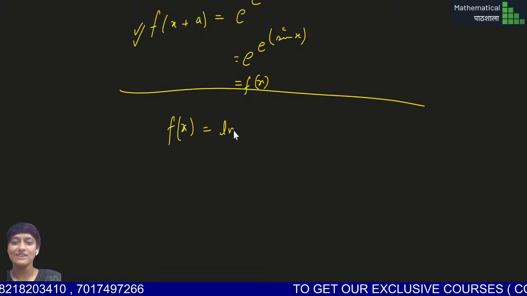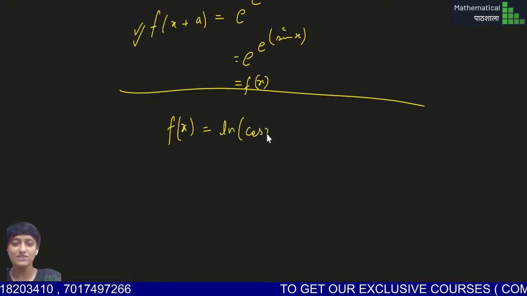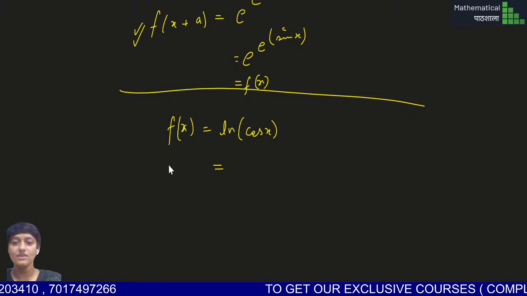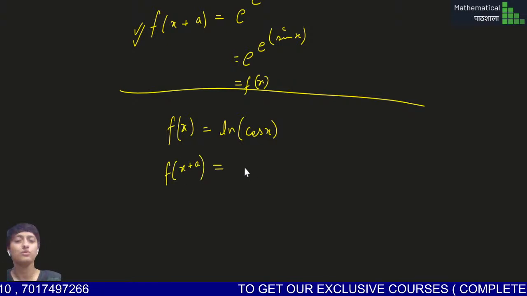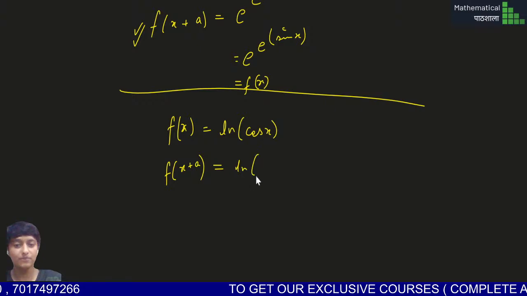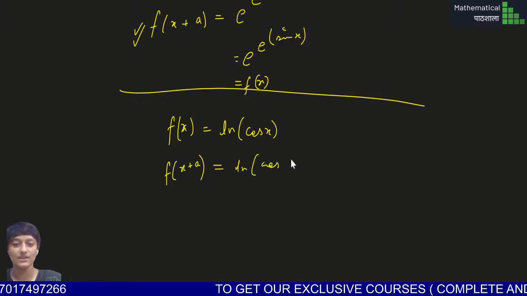Alright, log of cos x. Now f of x plus a, we will again take a is equal to 2 pi. So it will be log of cos x plus a.